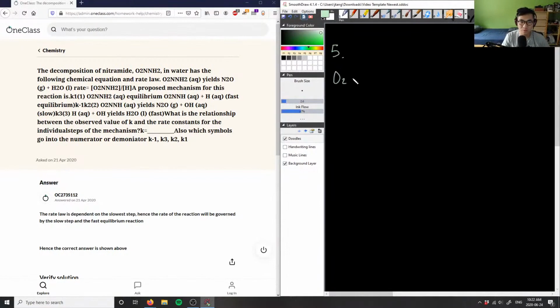O2NNH2 decomposes to form N2O plus, oh, this is a gas, so I'm going to write the states as well, plus H2O(l). And then the rate. I'm just making sure I'm balancing this correctly. Is this balanced? I have two N's here, which is good. H2, then 1 O. Okay, we're good. And the rate here, oh, sorry.